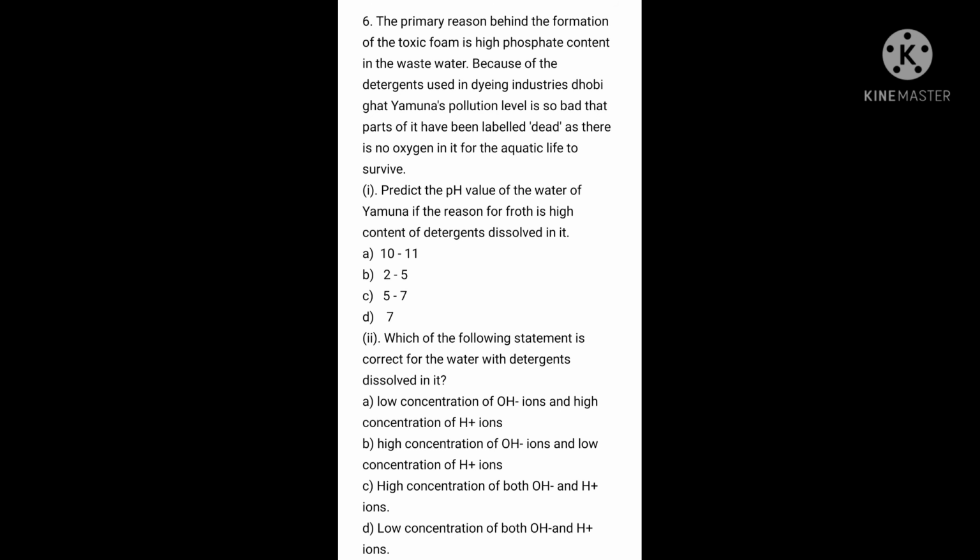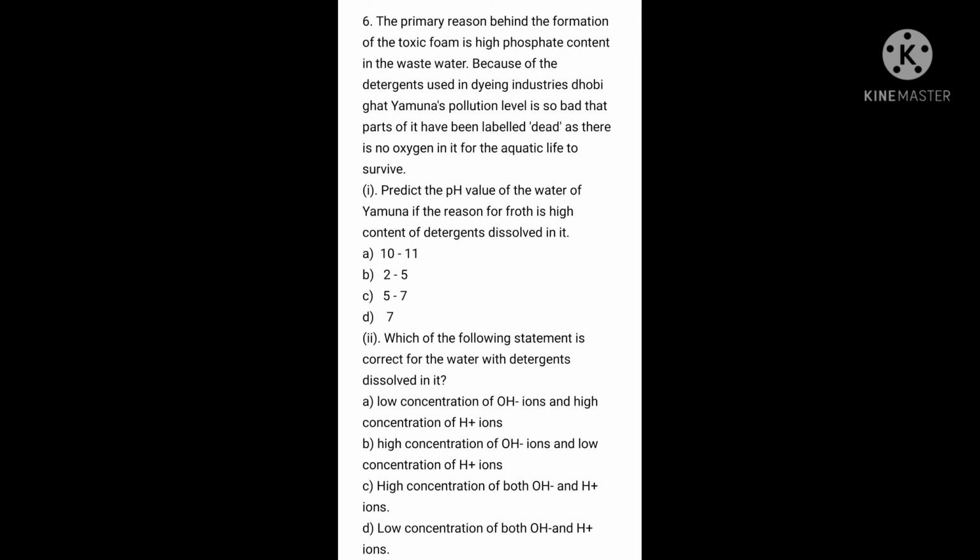Passage 6. The primary reason behind the formation of the toxic foam is high phosphate content in the wastewater. Because of the detergents used in dyeing industries, the Yamuna's pollution level is so bad that parts of it have been labeled dead as there is no oxygen in it for the aquatic life to survive.